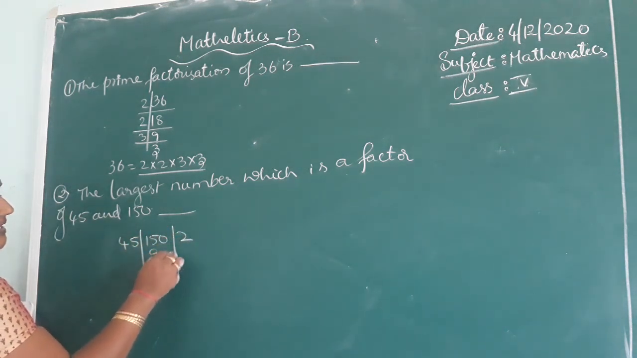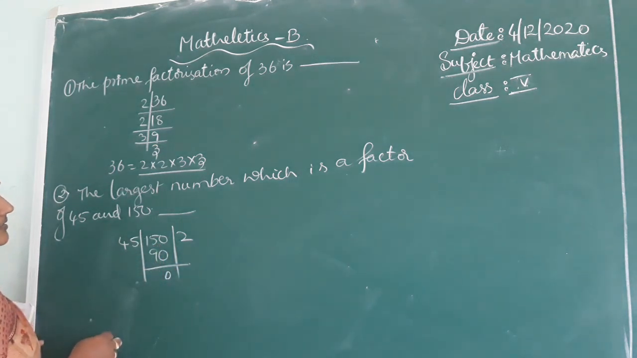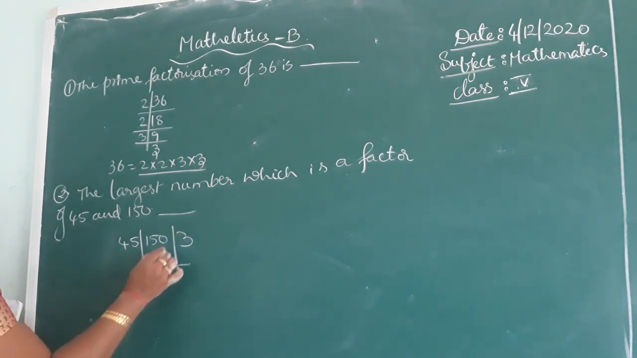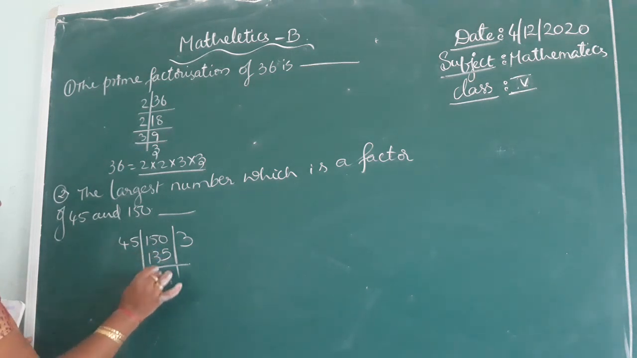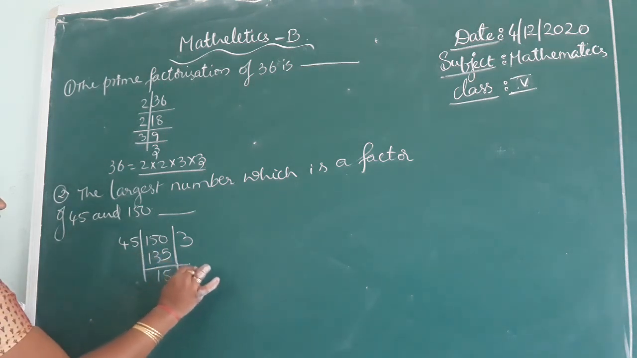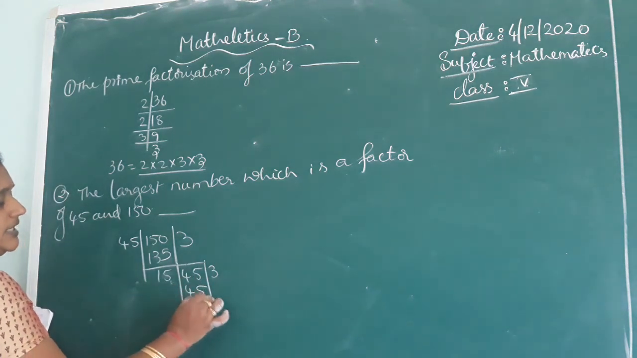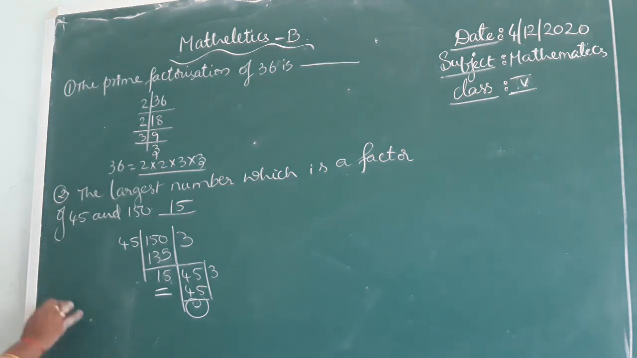45 2s are 90, remainder 0, 150 minus 90 is 60... 3 5s are 15, 3 4s are 12 plus 130, 135, remainder 15. Does 15 divide 45 or not? It divides 3 times. Answer: HCF is 15. So 15 is the largest number that divides 45 and 150.